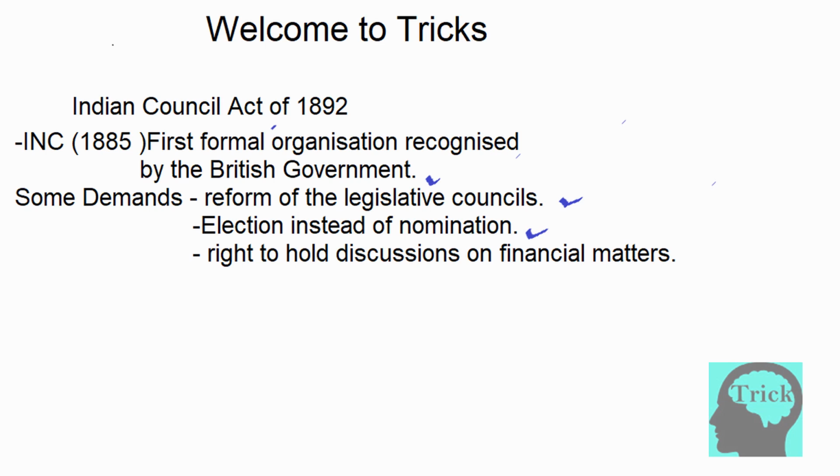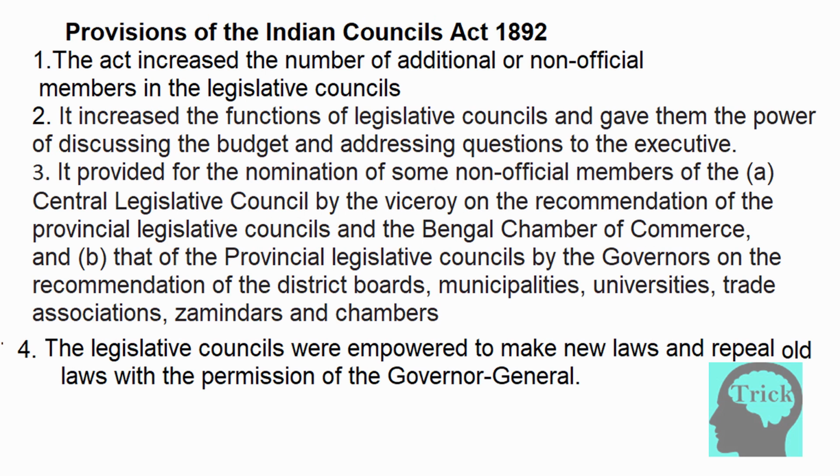The provisions of Indian Council Act of 1892. First of all, the act increased the number of additional or non-official members in the legislative councils. The number was increased from 10 to 16. So, there was expansion of legislative councils in both central as well as provincial council.